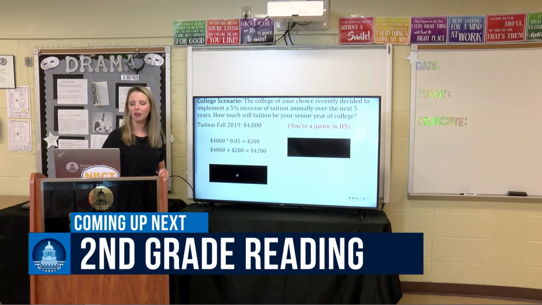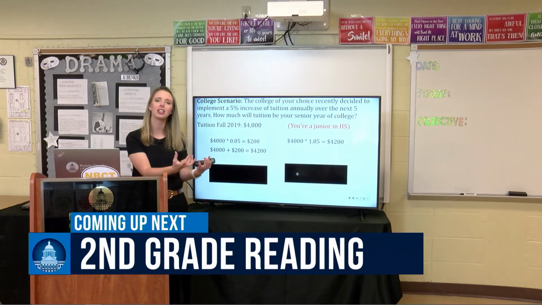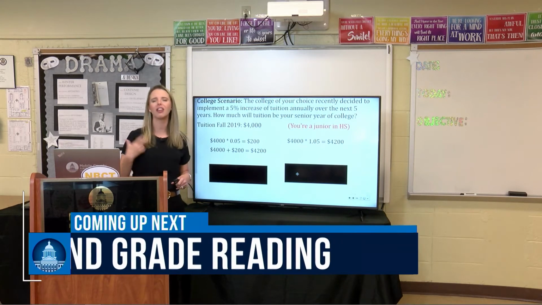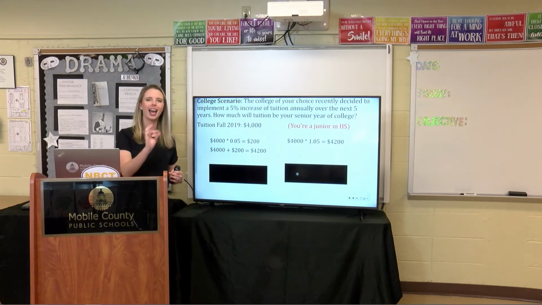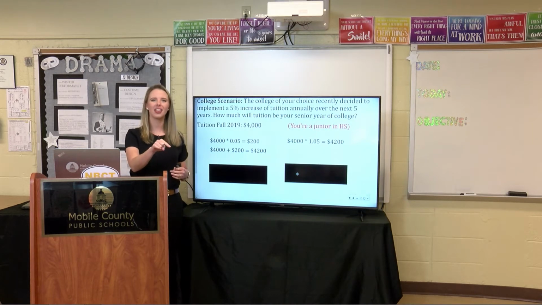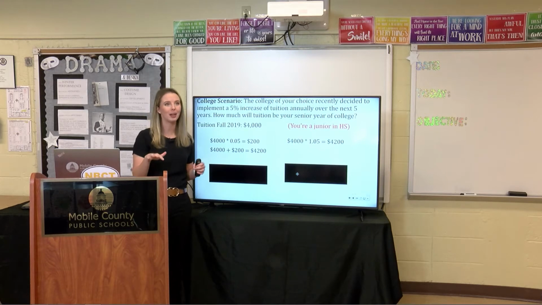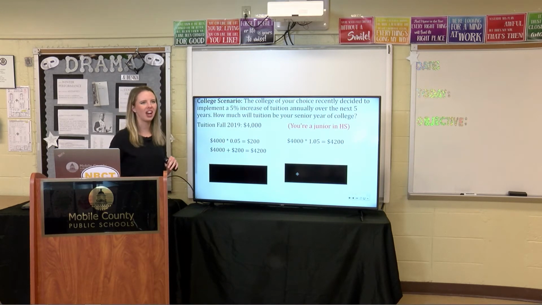Maybe you thought of it a different way. Maybe you said, okay, I know I have to pay the $4,000, which is 100%. I need to find 5% more, which is 105%. So I'm going to multiply by 1.05 and immediately get $4,200. Whichever way you choose is absolutely correct. If you came up with a third way, which I have no doubt that some of you may have because you are quite impressive, that is fine too, as long as you came up with $4,200.